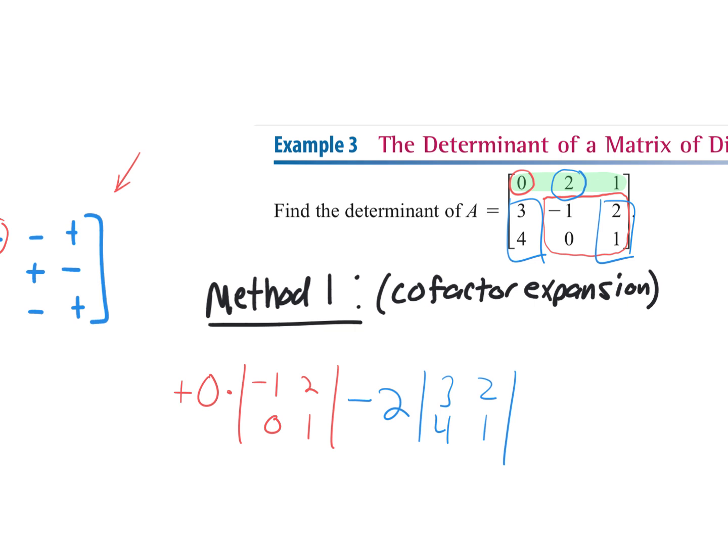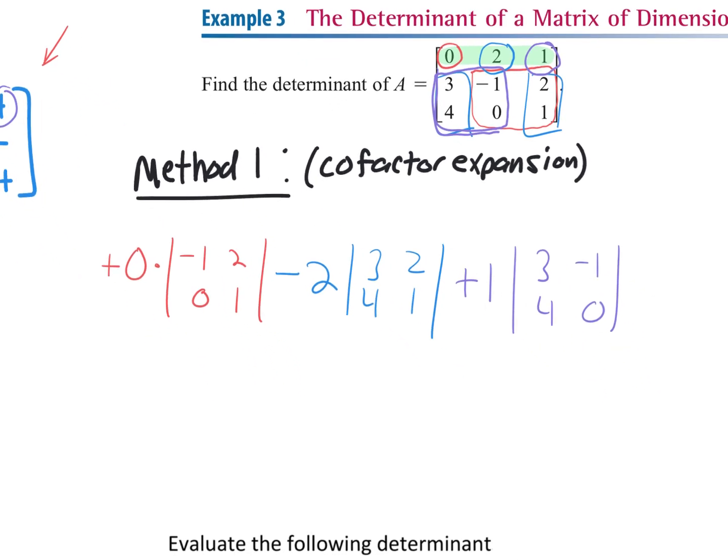All right, and then I'll do the same thing with the 1. All right, what sign do we see where the 1 is? A positive, right? So there's a positive right there, so it's going to be a +1 times whatever is not in that row or column. In this case, it's the 3, 4, -1, 0. So we just kind of broke it up into smaller pieces. Now we'll just compute these.